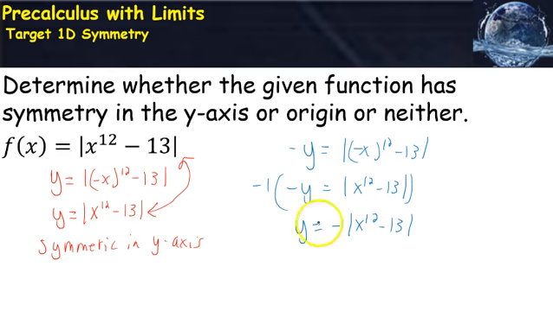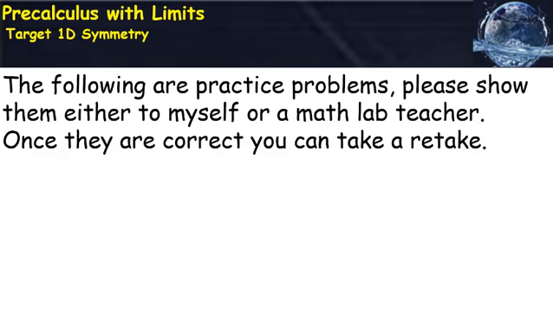So if I look at that, obviously the x to the 12th minus 13 is similar, but this has a negative and this one does not. So this is not symmetric in the origin. Okay, so now we have 3 practice problems. Remember, you have to show these practice problems to either the math lab teacher or myself. And once you've demonstrated that you know how to do these problems, you can do the retake.